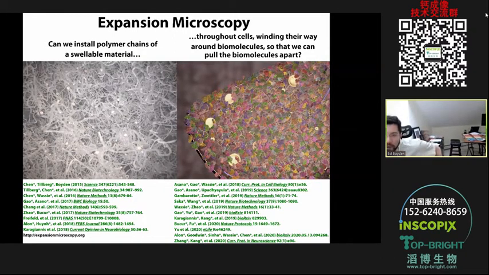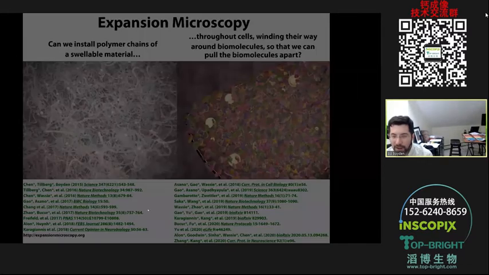And the basic strategy is to take a swellable polymer, such as shown in the cartoon on the left, and to chemically synthesize it so that these polymer threads will wind their way inside cells, outside cells, around biomolecules, between biomolecules, very densely and very evenly. And then, if we anchor the biomolecules or labels attached to them to the polymer, and we soften the specimen, if we add water to the swellable polymer and it expands, we should be able to expand the object. So let me walk you through the steps one by one, because I know this is a lot.